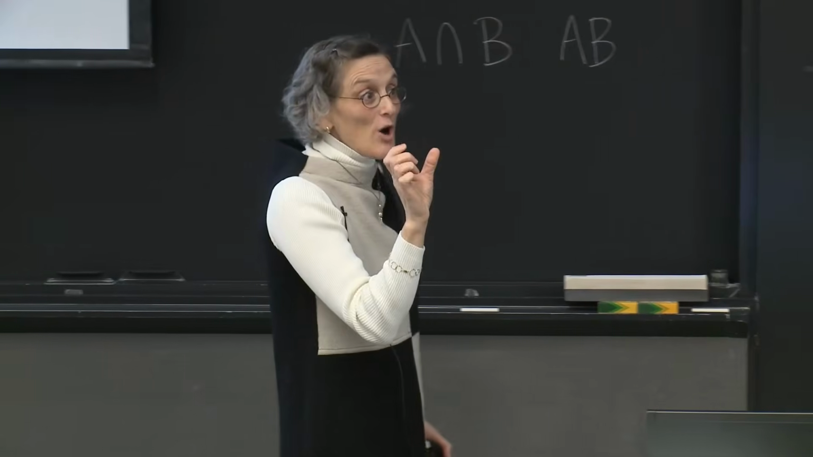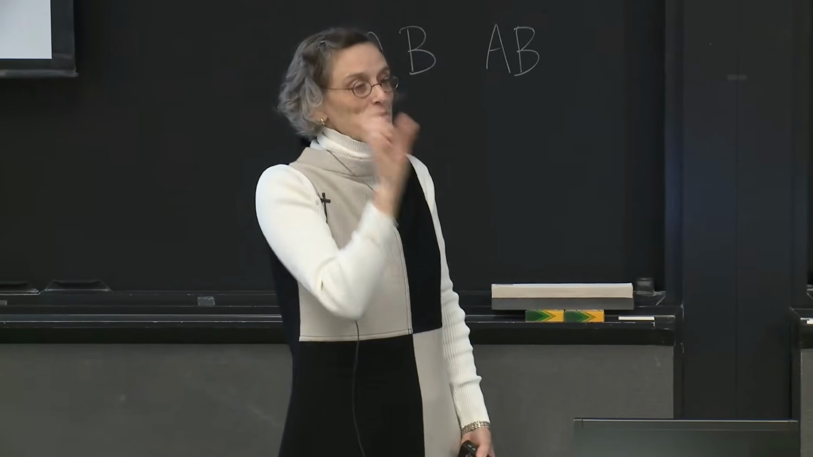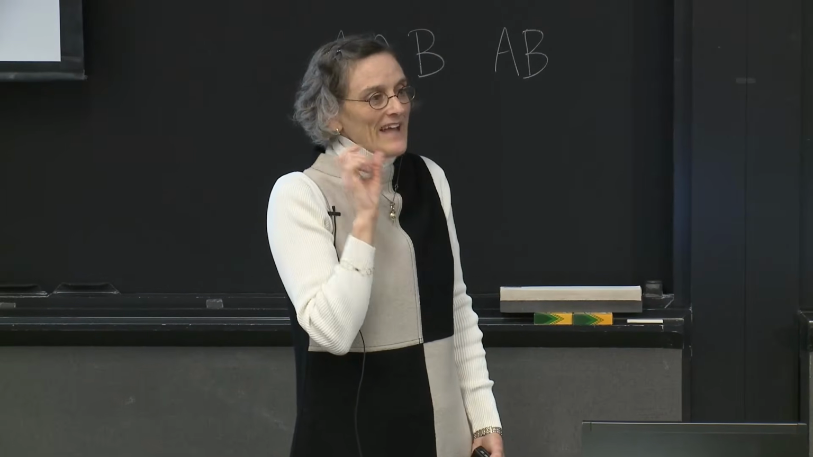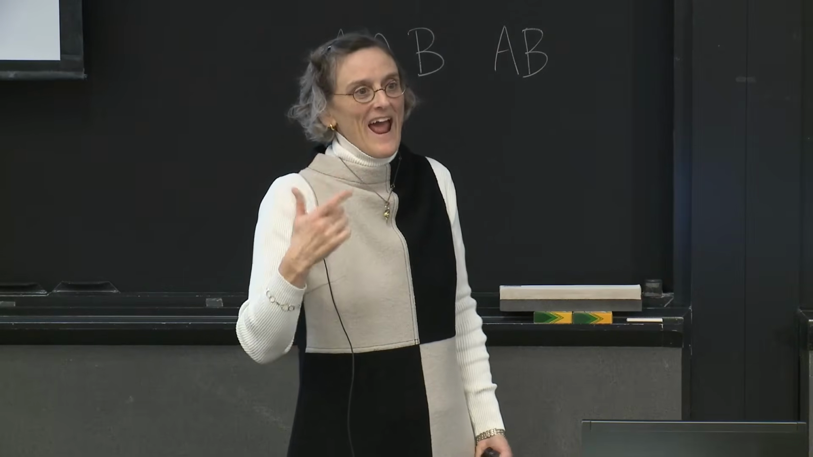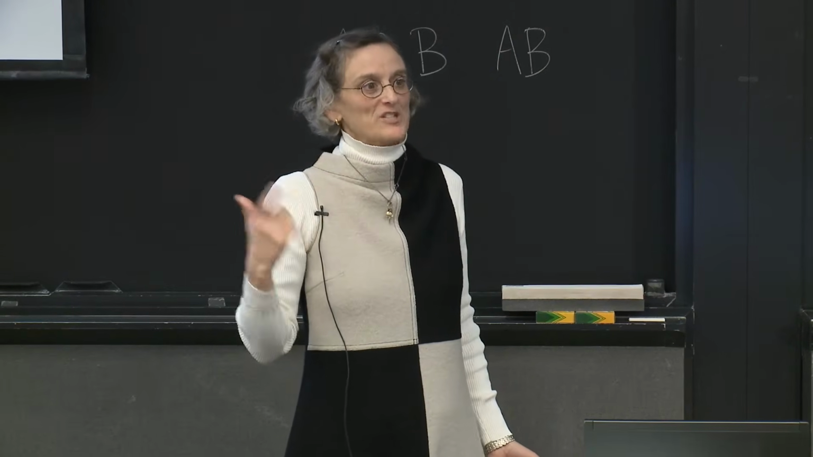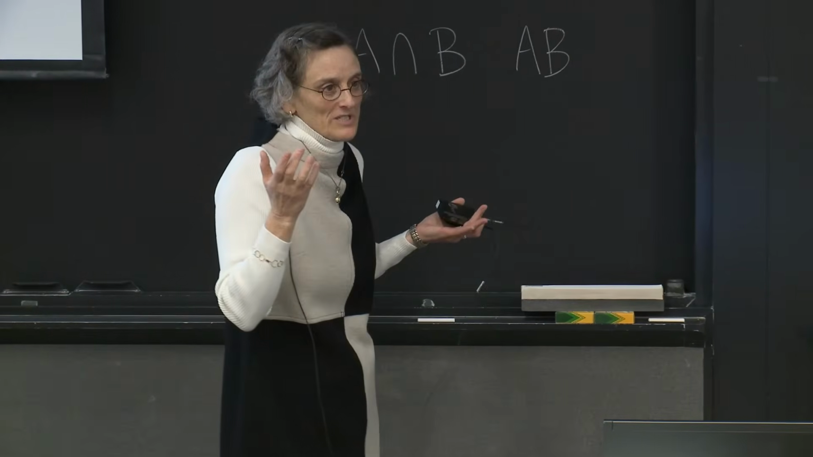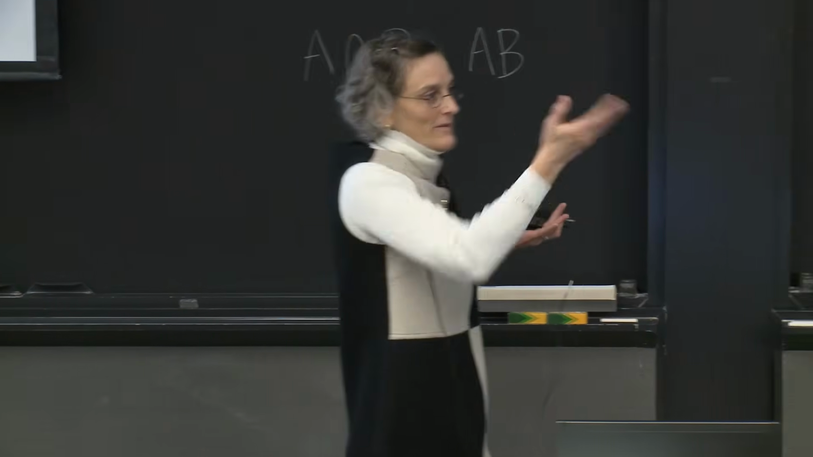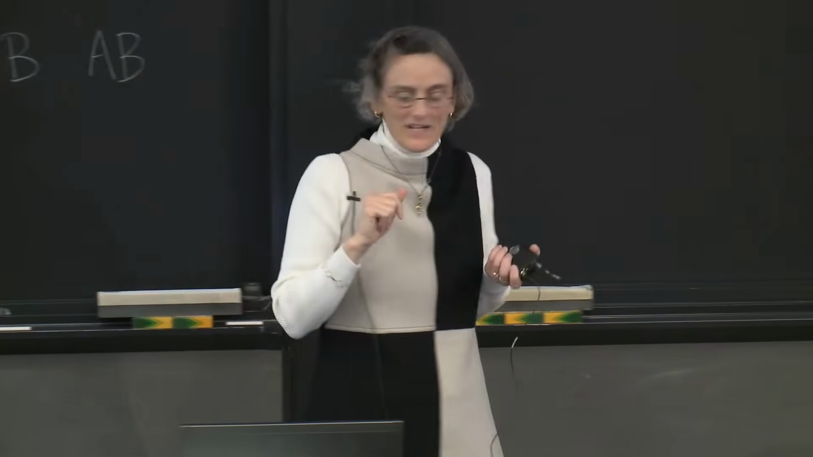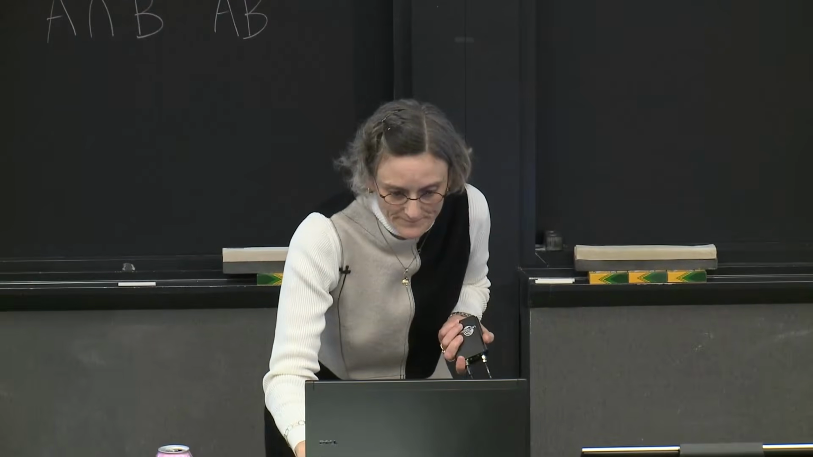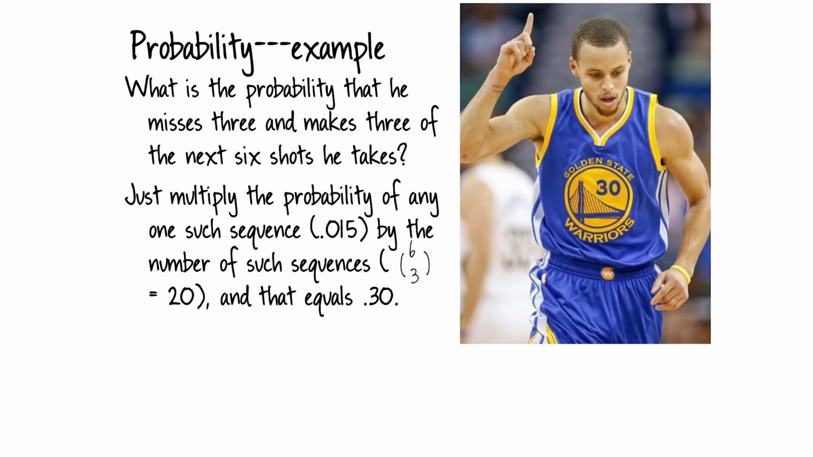Exactly. So we know the probability of each particular sequence, and so now what we have to do is count up the number of such sequences there are. What's the number of such sequences that there are? 6 choose 3, exactly. So there we go. Why are there 6 choose 3 sequences of misses and makes in the next 6 shots he takes?